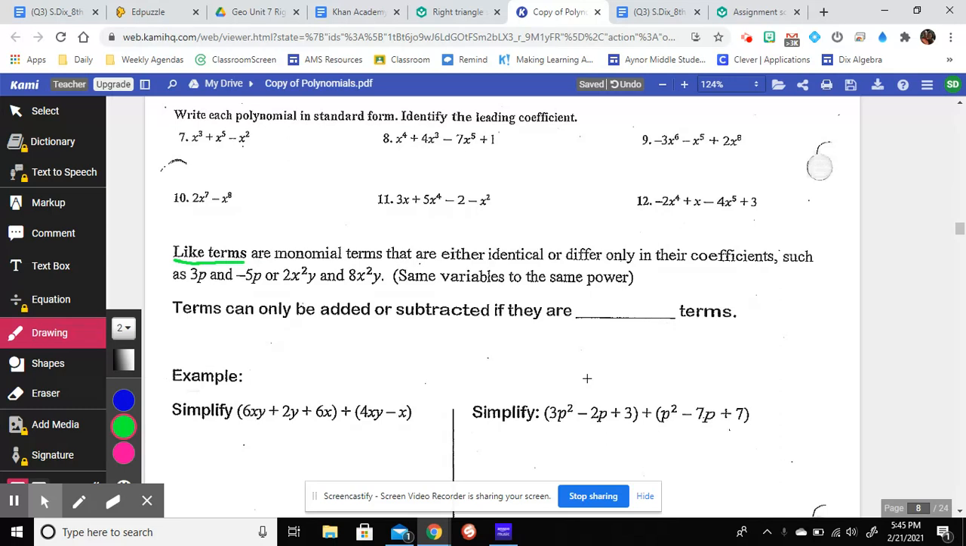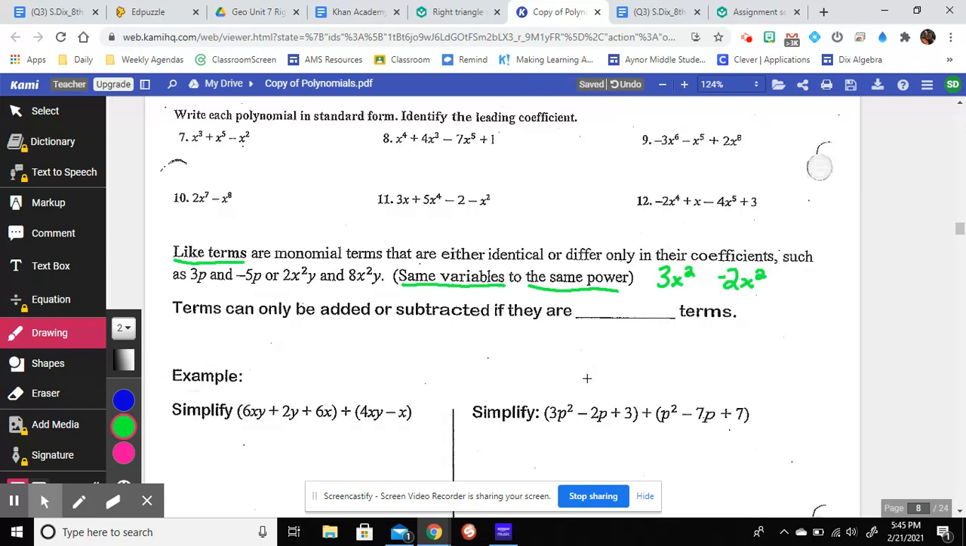But like terms are monomial terms, and don't stress about the word monomial. We'll talk about that more on Friday. Like terms are either identical or differ only in their coefficients, such as 3p and negative 5p. See how they both have a p, but the coefficients are different? Or 2x squared y and 8x squared y. My big thing to remember about like terms is that they have the same variable or variables to the same power. So just to give you an example here, 3x squared and negative 2x squared are like terms.